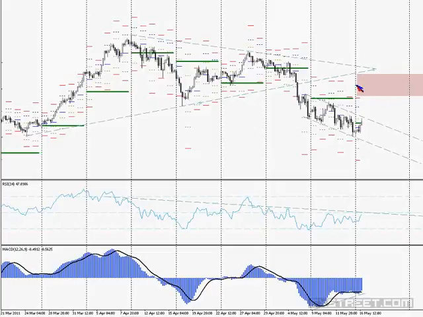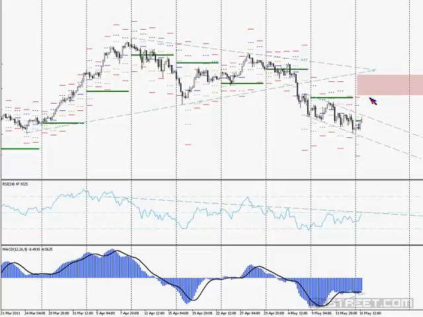So if prices are able to cross above that supply area here, then we could see a reach of the triangle apex, and then we would look obviously for any reversal pattern occurring at that level here.